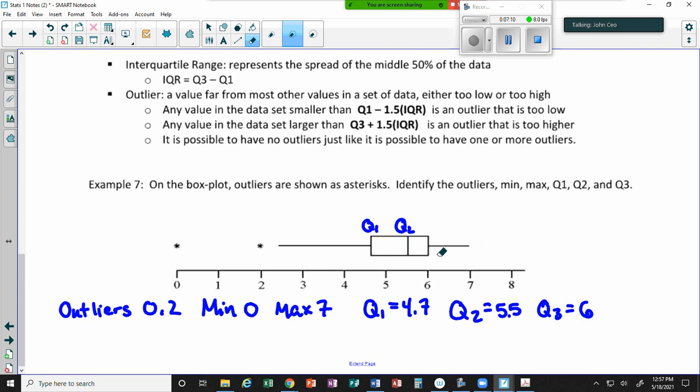So what that means is there's a lot of data that's packed up here, but it's really spread out down here. So it's really closely situated between Q2 and the upper end, the maximum, right? Because that's only what? 1.5 to 7. Versus this lower end is really spread out. Does that make sense? It's one way you can visually see what's going on with the data using a box plot.